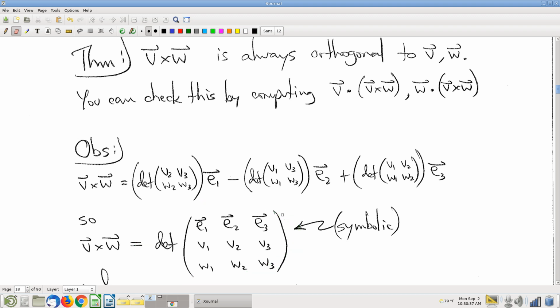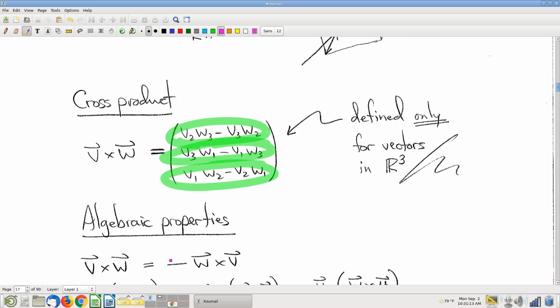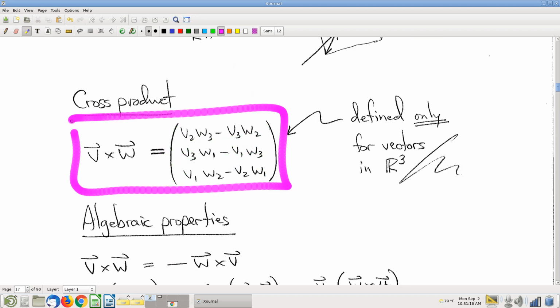No problem. By the way, here's for your consideration, just another vote in favor of this. Notice how orderly it is, right? That first row, 1, 2, 3. The second row, 1, 2, 3, of the first vector. That third row, 1, 2, 3, of the third vector. Nice and organized, easy to remember, right? Standard basis vectors, first vector, second vector. Determinant. It's a lot easier to remember compared to the alternative. Look at this formula, right? You want to memorize that formula for the cross product?